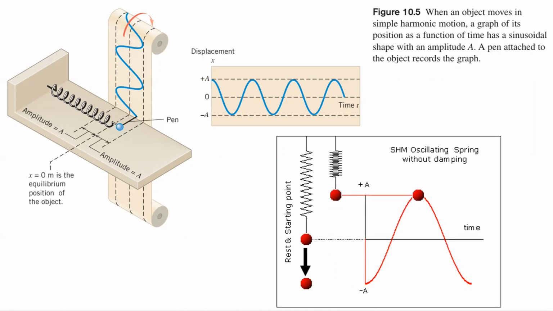Thus, we can use simple harmonic motion as an approximate model for many different periodic motions, such as the vibration of the quartz crystal in a watch, the motion of a tuning fork, the electric current in an alternating current circuit, and the oscillation of atoms in molecules and solids.